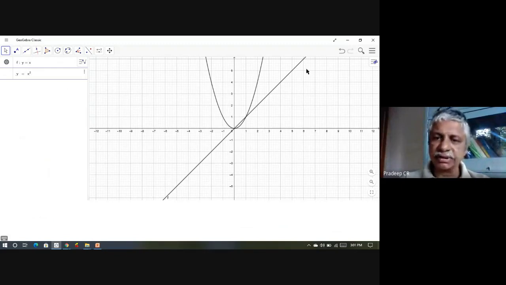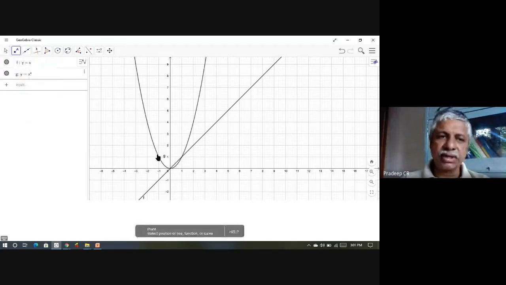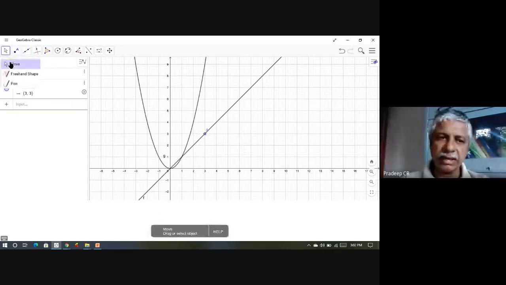I want to observe certain very elementary facts about this. You see, y equal to x, of course, as x increases, y also increases. Here also, y equal to x square, as x increases, y is also increasing. You can see these kinds of things very easily in GeoGebra. You see, this is the x coordinate of A, which is 3, and this is the y coordinate of A. As I move A, you will see that the x and y coordinates are changing.